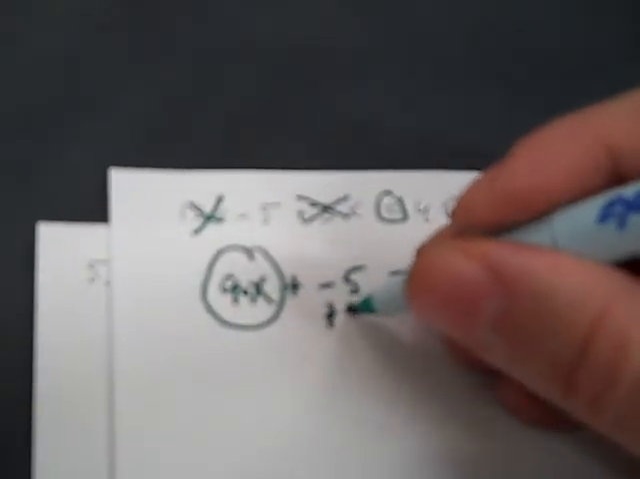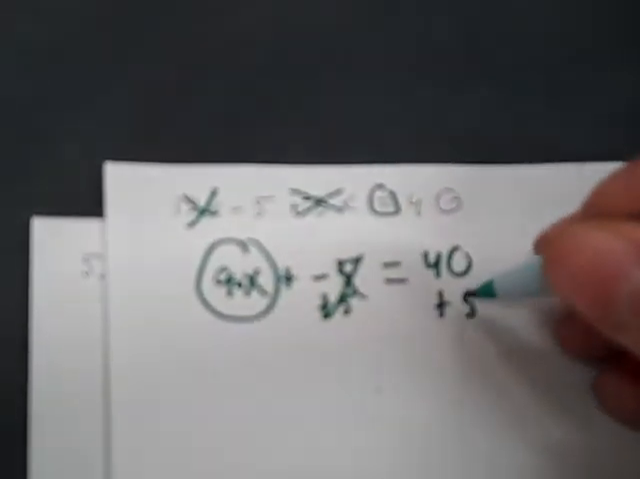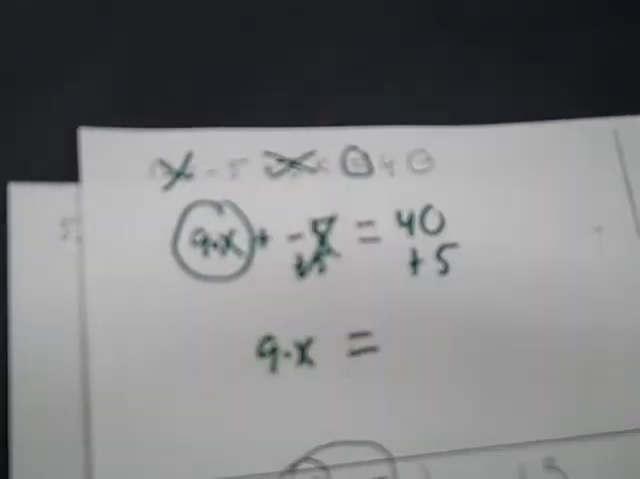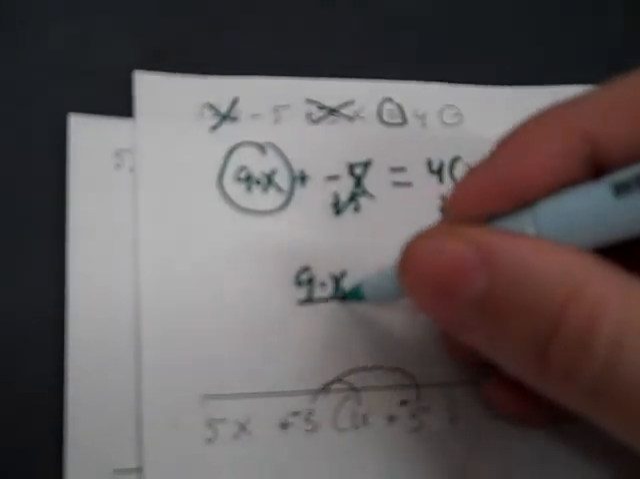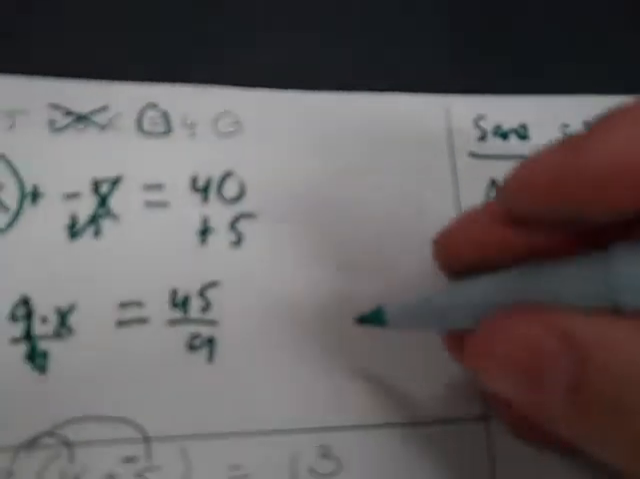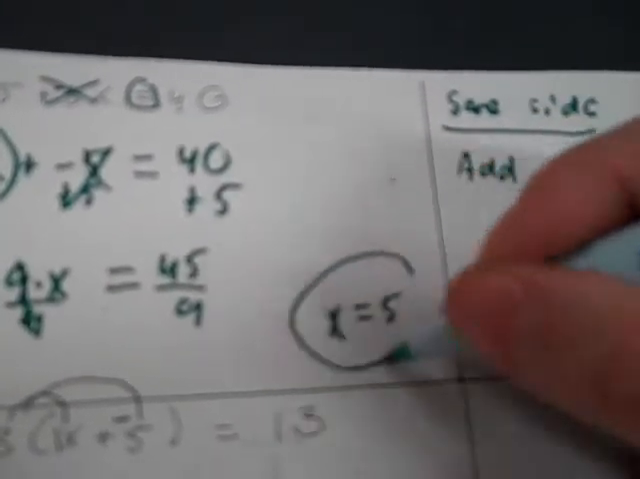So I have a negative 5. I'm going to need to plus 5. So 9 dot x, 40 plus 5 is 45. All right, and then I will be dividing by 9. And 45 divided by 9 is 5. You don't believe me? Here you go. And that's my answer, 5.